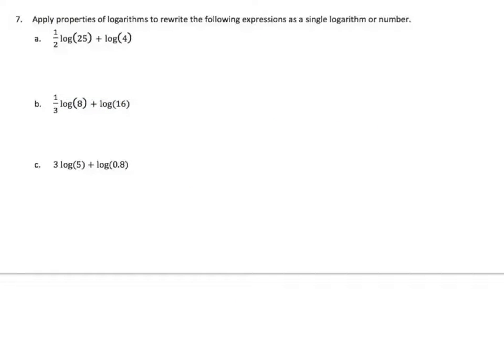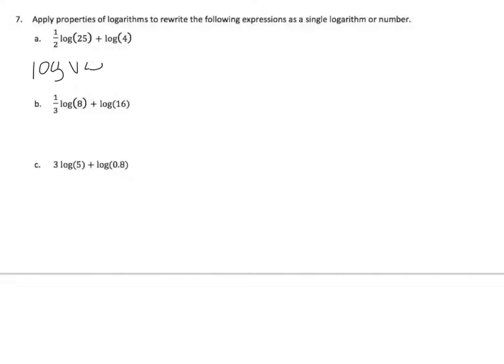All right. Apply properties of logarithms to rewrite the following expressions as a single logarithm or number. So I have a 1/2 in front of log 25 plus log 4. I can move that 1/2 into the exponent spot, remember? And when it's in the exponent spot, then I can actually, for this one, take the square root of it.